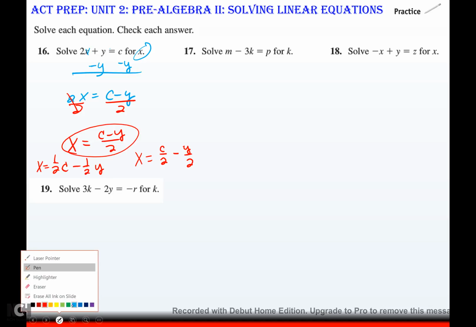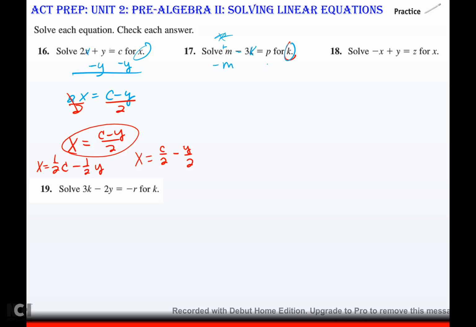Alright, number 17, they want me to solve this thing for k. Okay, so for k, there's my k. They are adding an m and multiplying by -3. I got to undo addition first, so I'm going to minus m from both sides. That gives me -3k equals p minus m. Divide by -3, and I get k equals p minus m over -3.